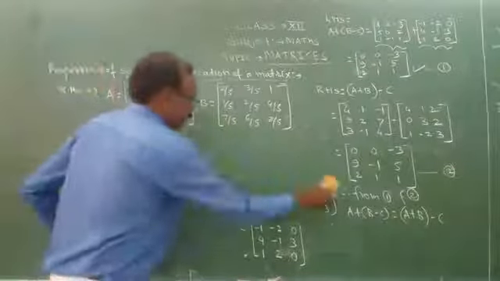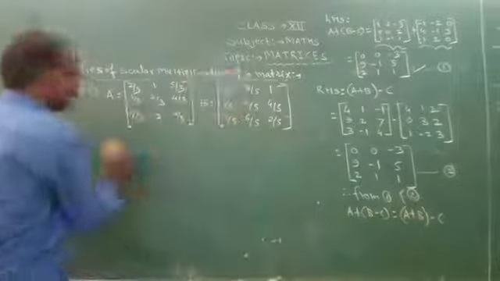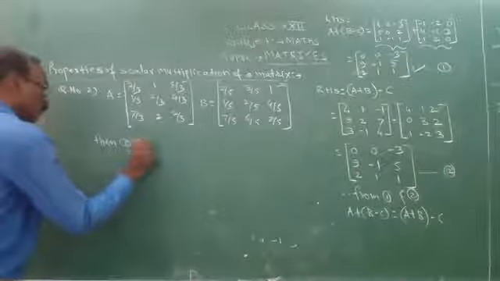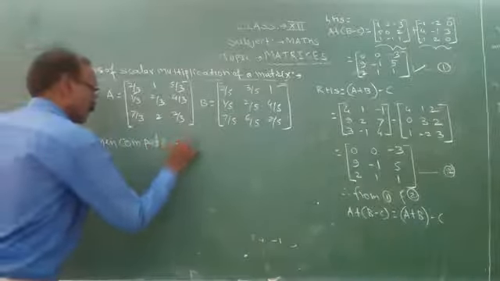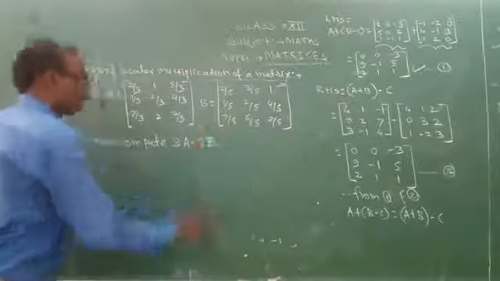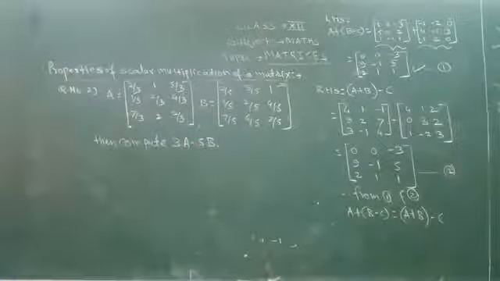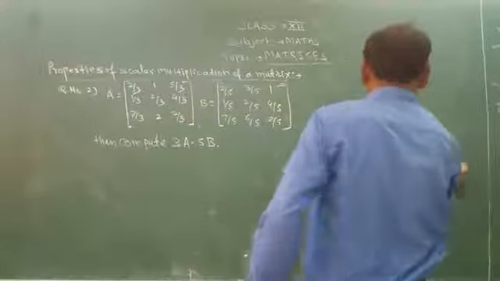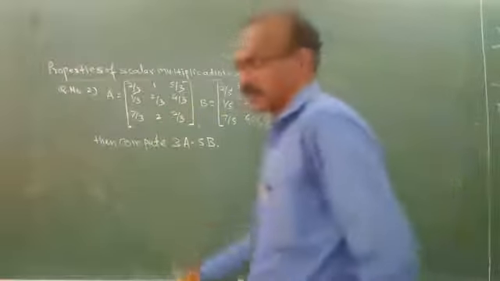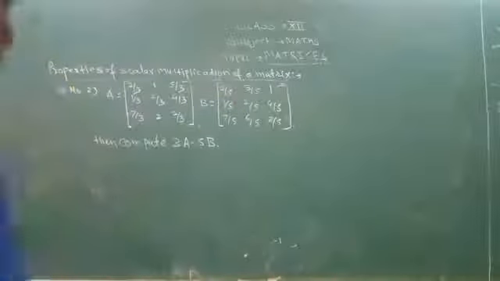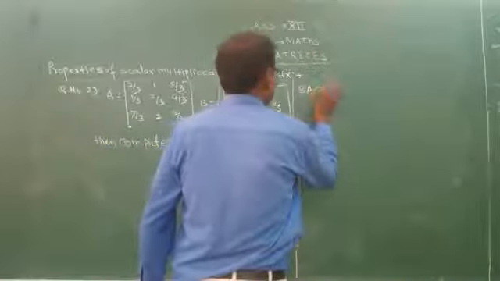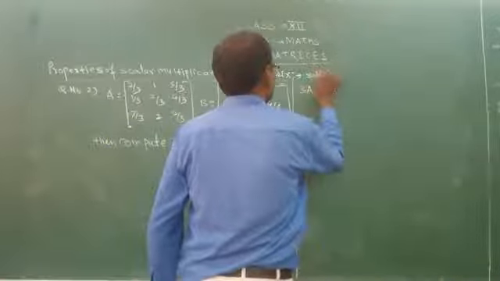These are given. Now what do you have to do? Compute 3A minus 5B. This we have to find out. So let us take 3 into A. Solution.